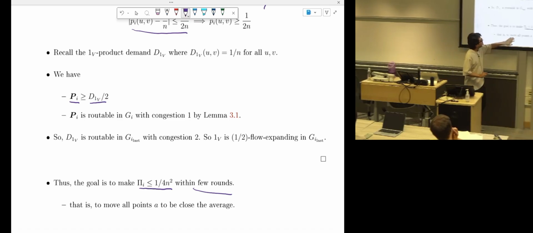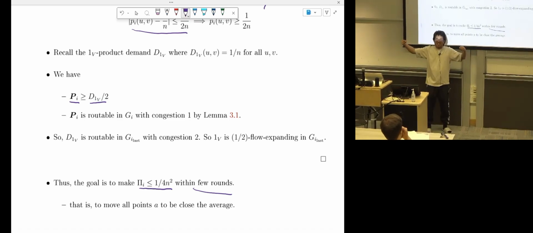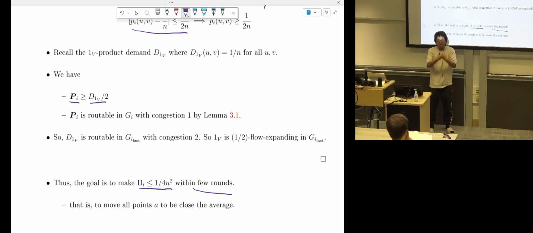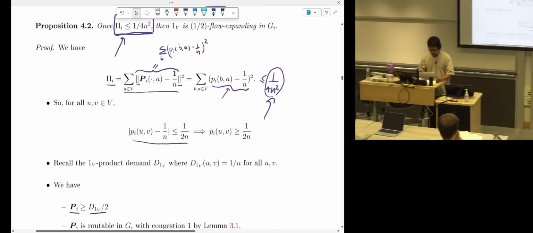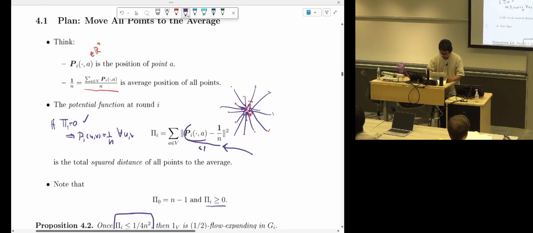And what does it mean to make this small? It means that we want to move every point to be close to the average. Right? What does it mean for this to be small? This is the point A. We want this to be close to the average.